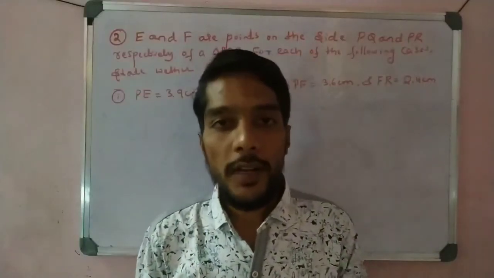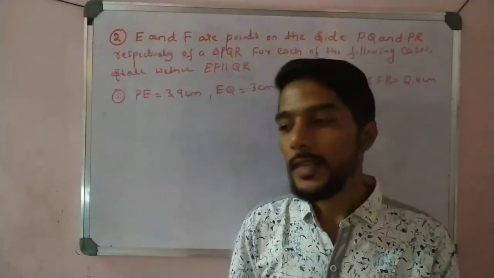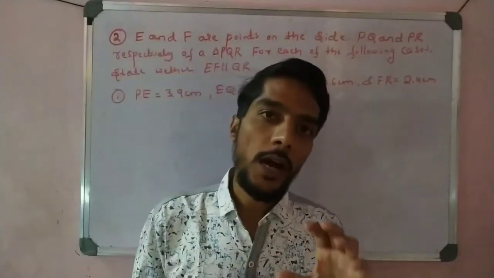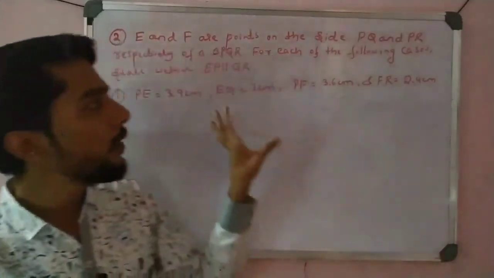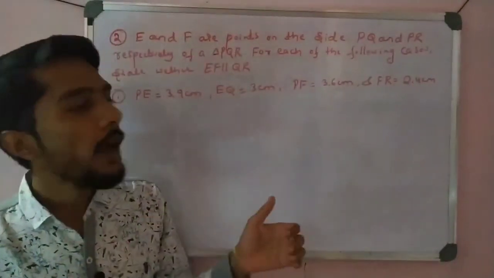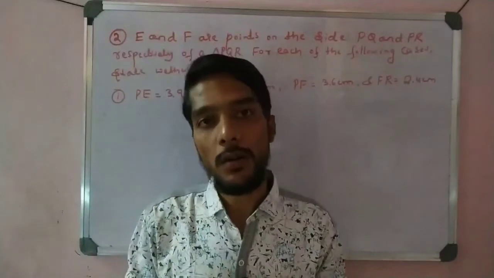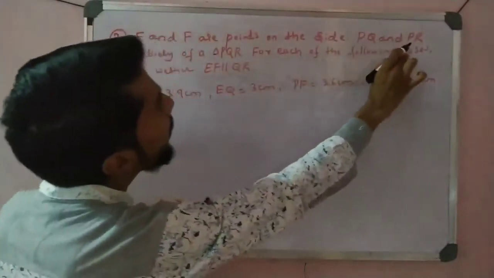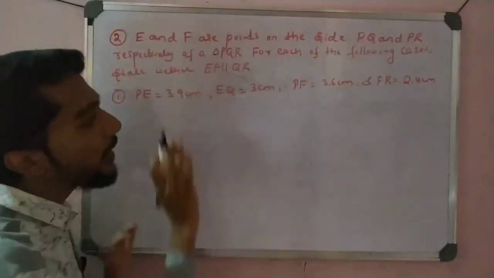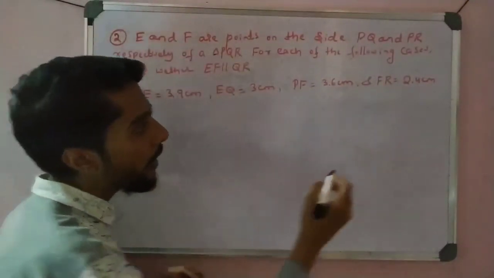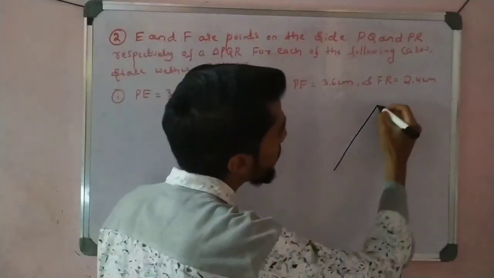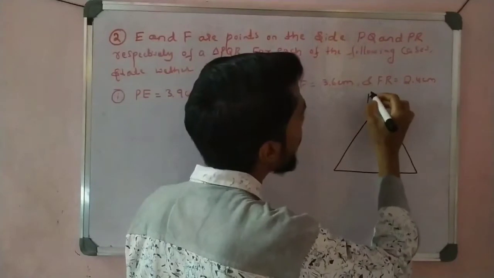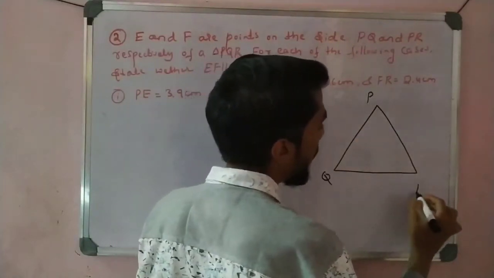Okay students, now take the second example of the exercise question, that is based on the BPT. In the first question we solved for an unknown side, but here all sides are given, and they ask whether the lines are parallel or not. See the question here. E and F are points on the sides PQ and PR respectively of a triangle PQR. So first draw the triangle PQR, that is P, Q and R.